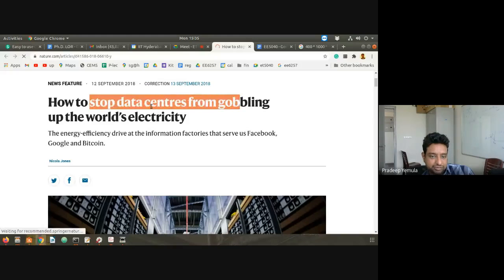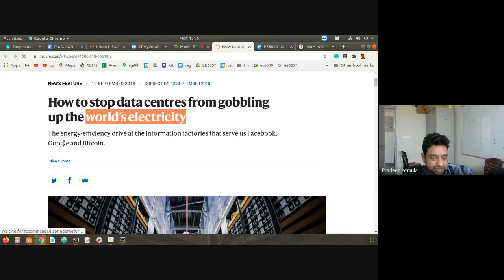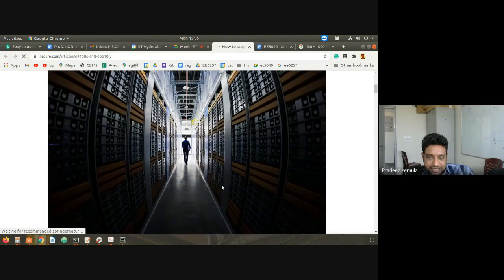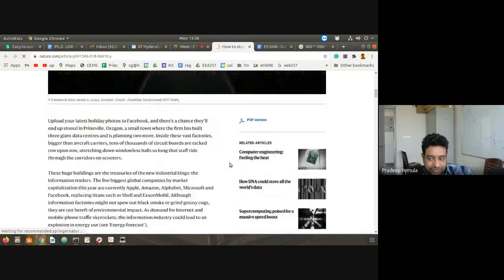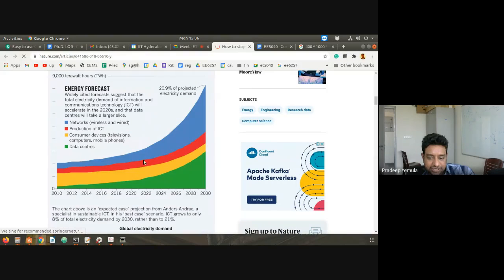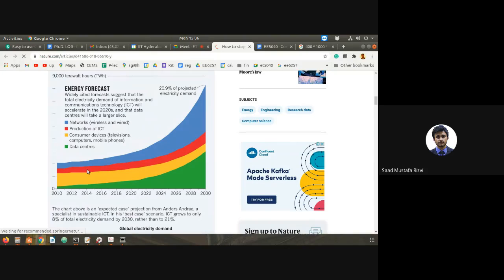How to stop data centers from gobbling up world electricity? Energy efficiency drive at the information factories that serve Facebook, Google, and Bitcoin. You can see a nice picture of a data center, with all these CPUs on the left and right sides. 9,000 terawatt hours, 20.9% of projected electricity demand, will be network, wireless and wired production of ICT, consumer devices, televisions, computers, and data centers. It is rising drastically, the data centers.